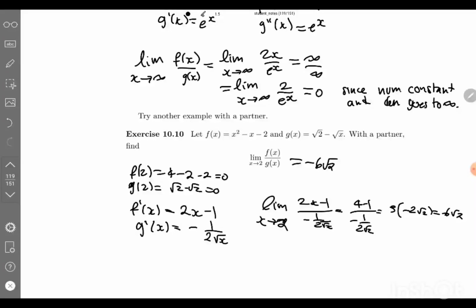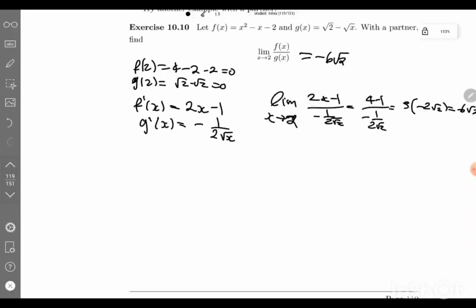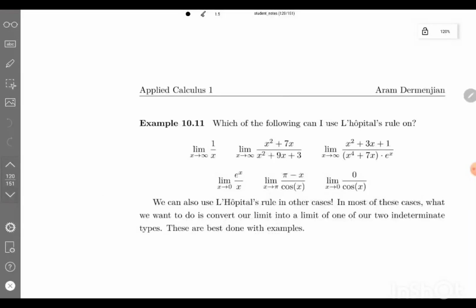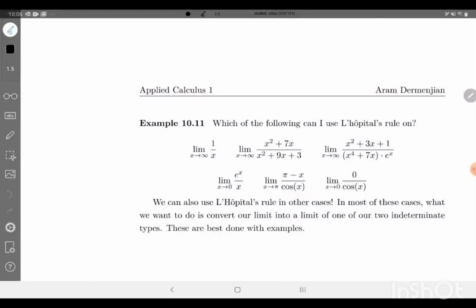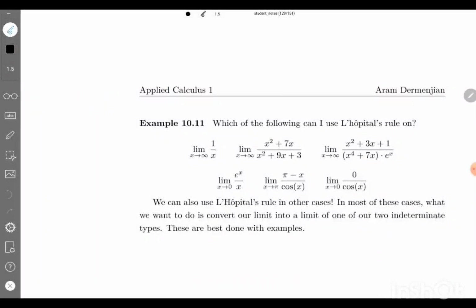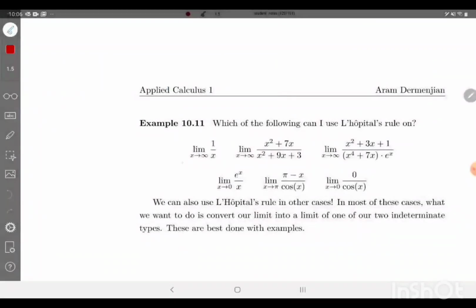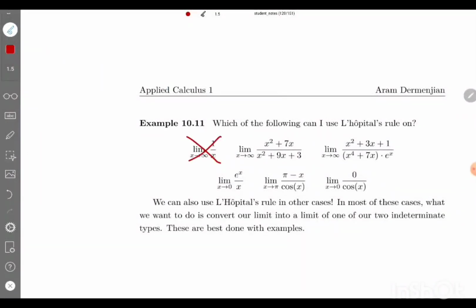So let's quickly ask, when can we actually use L'Hopital's rule? Here I have 6 different limits, and let's look at when we can actually use it. For this first one, I'm taking x to infinity and I have 1 over x. If I plug in infinity, I would get 1 over infinity. So in this case, I cannot use it on this one. That one's bad. How about the next one?